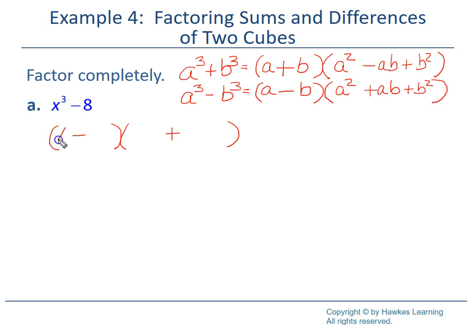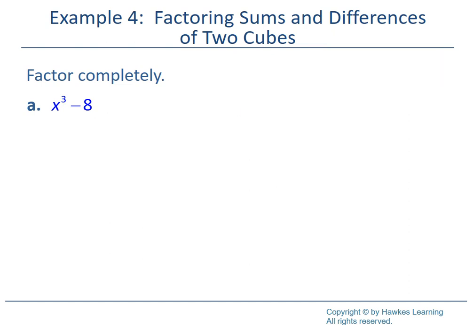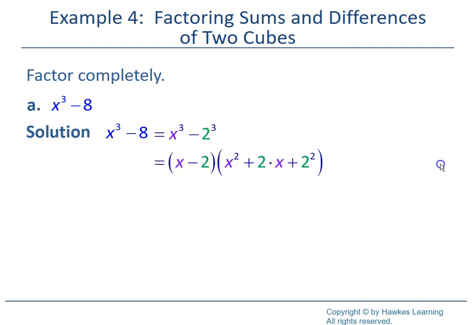Cube root of this is x. Cube root of 8 is 2. Now you square the x, multiply these together, disregarding the sign here, we get 2x, and square this, we get 4. Now again, the nice part of this is you can go back and watch it again and develop your mastery. Let's look at some more examples here. And there it is.